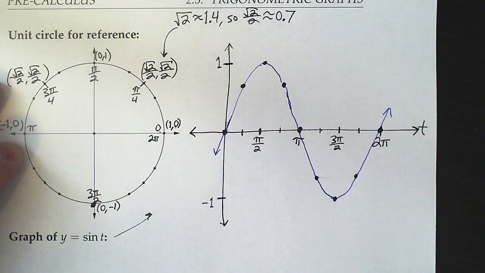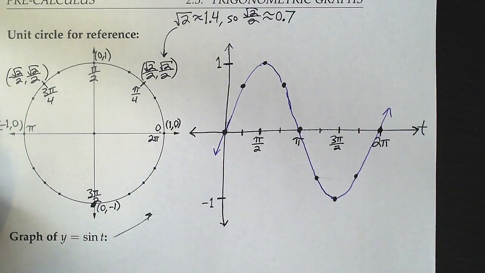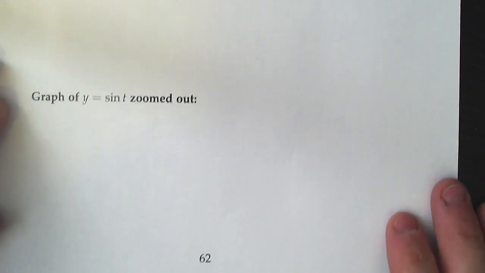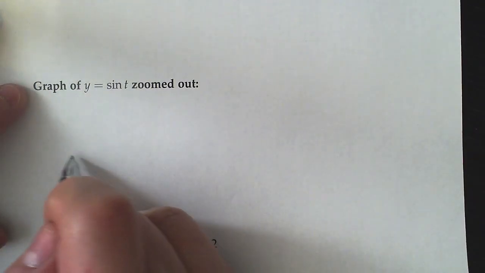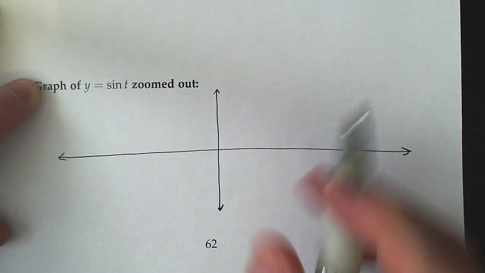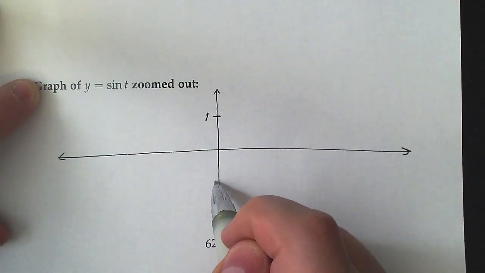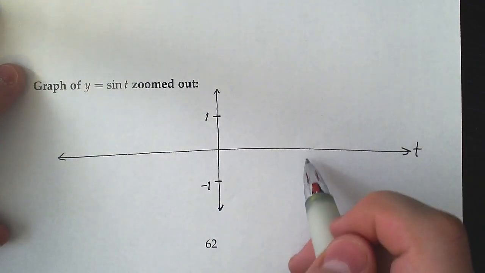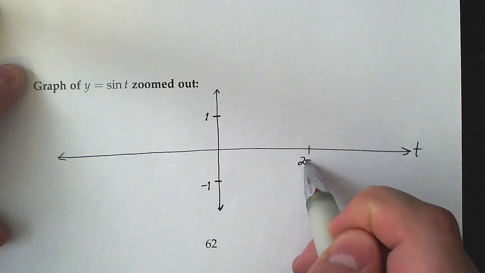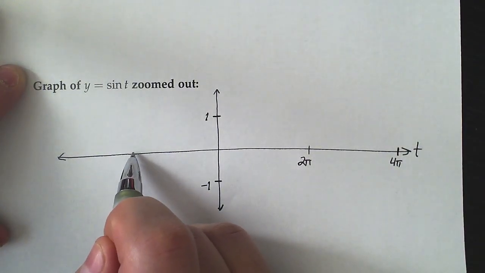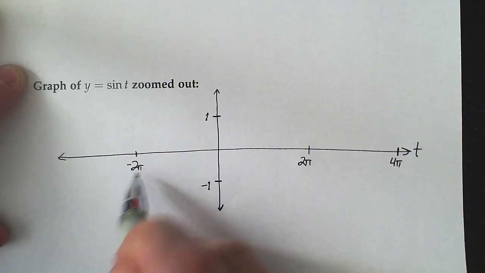Now, at the bottom of the page, I'm about to move the paper, and at the bottom we'll draw kind of a zoomed out version. So, zoomed out, what would this thing look like? Let's say I had 2 pi over here so that I have room to do kind of a 4 pi. And let's also go in the negative direction on this one.